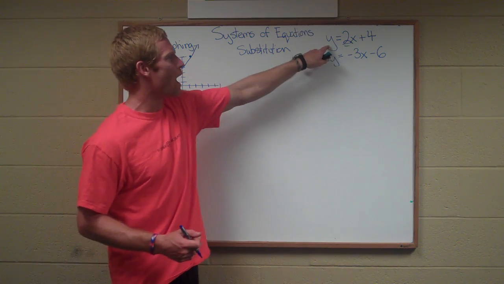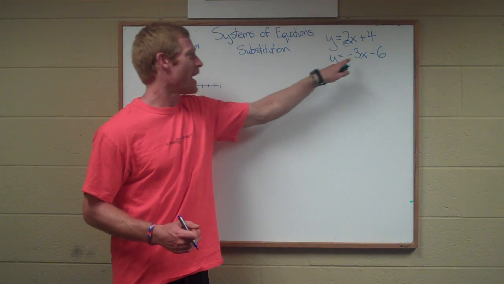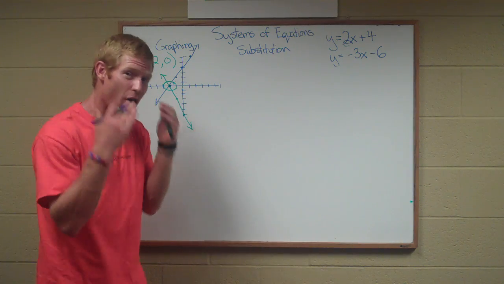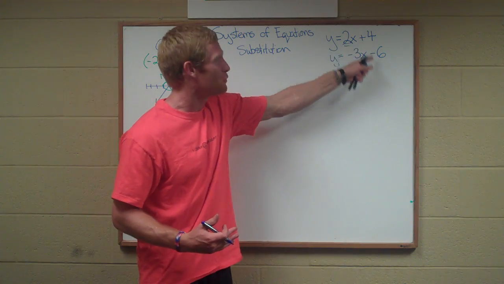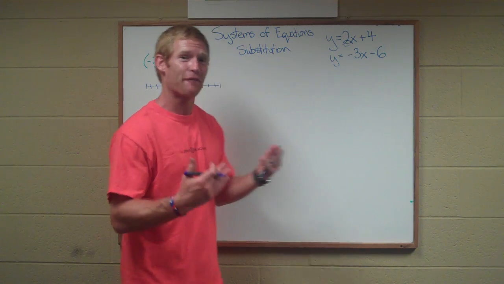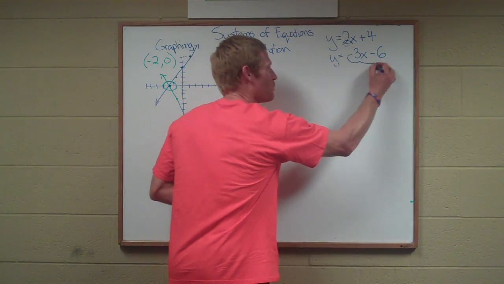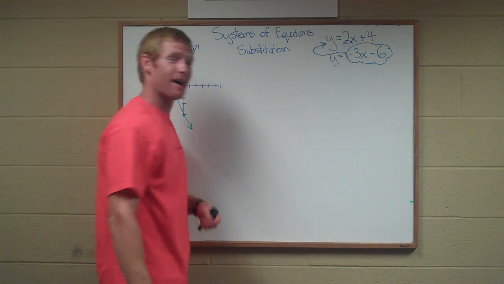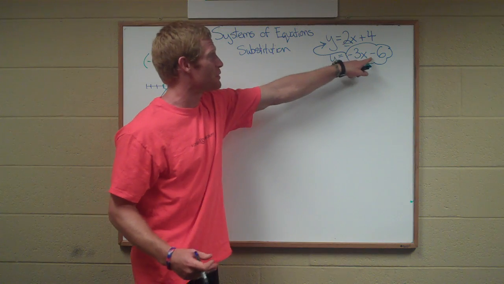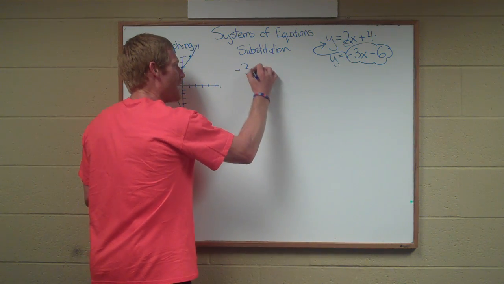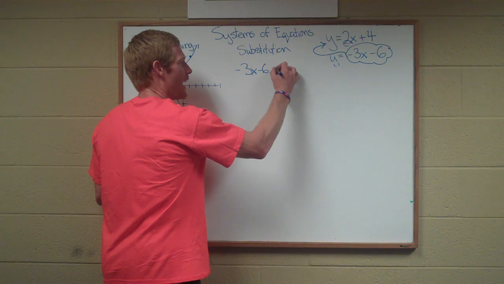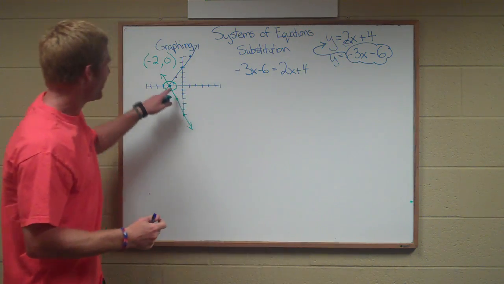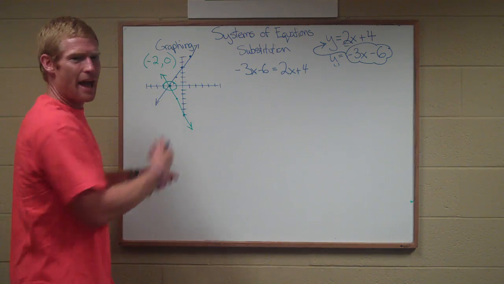Since I have y equaling 2x plus 4 and y equaling negative 3x minus 6, and in this case the y's are the same, these have to be the same. So I know that this y value right here is going to be this y value as well. So I'm going to substitute negative 3x minus 6, and that's going to be equal to 2x plus 4. And you've got to think of it like where they meet.